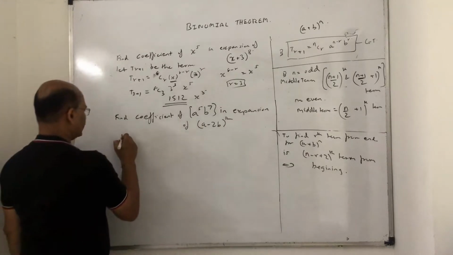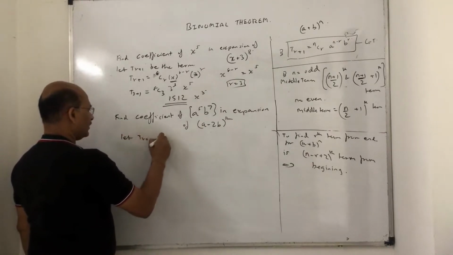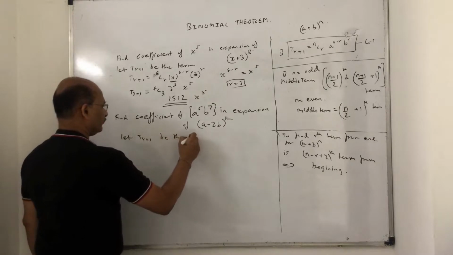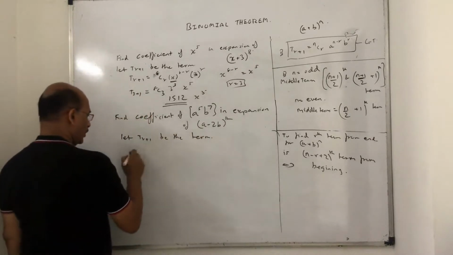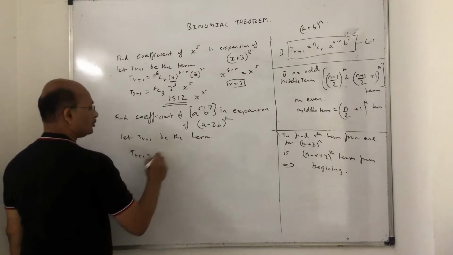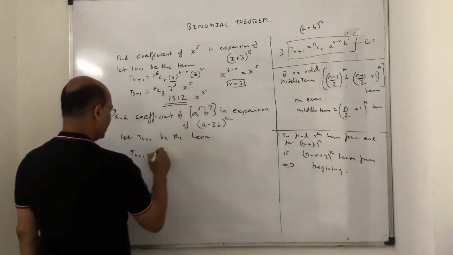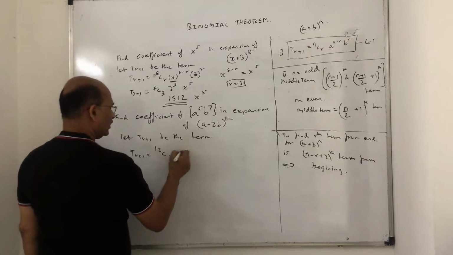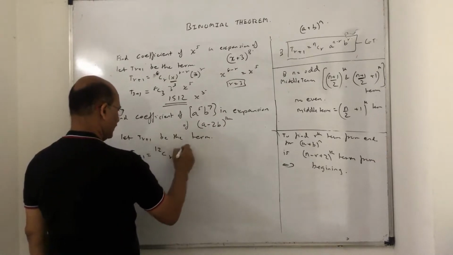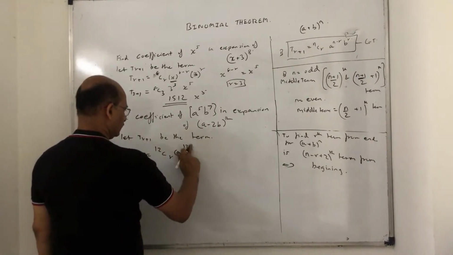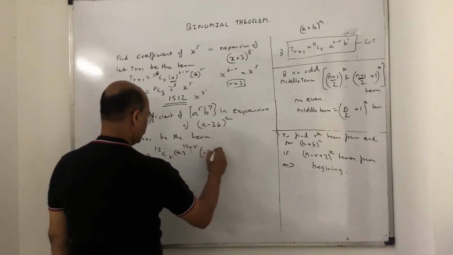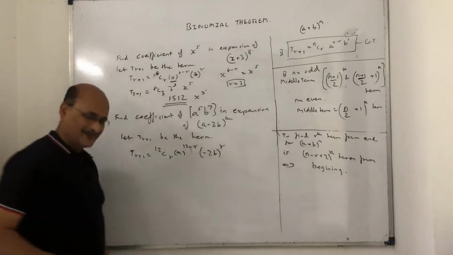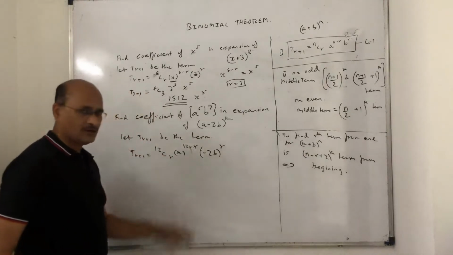So anyway, what is the first job? Let T(r+1) be the term. Then I have to find it. So T(r+1), everybody knows it is nCr. What is n here? 12Cr. First term, (12 minus r), and second term, (minus 2b) raised to r. Simple, it's not difficult. This is the last category of sum.